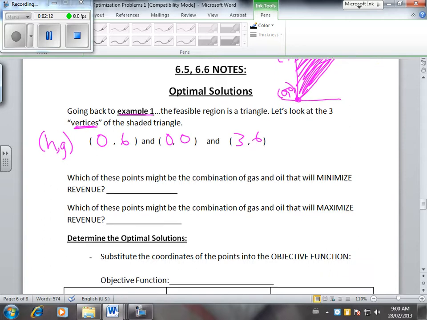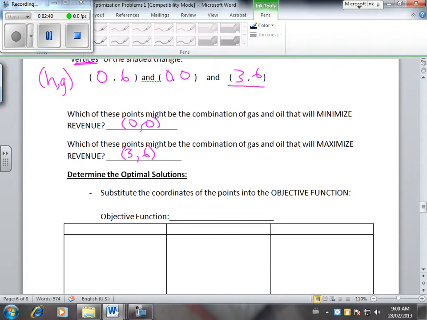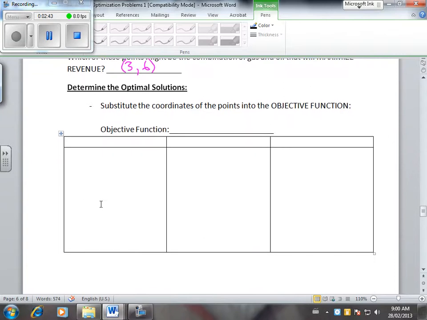And then we want to, because the whole point of the question was to maximize revenue. So if we look at these, which one would minimize the revenue? And it would be, if you were thinking 0, 0, because that's the lowest, you're correct. So that would minimize the revenue. And then which one do you think would maximize? So we're going to go with the highest one, 3, 6. But then we can look at all 3 points and actually test to see which is the minimum and which is the maximum.